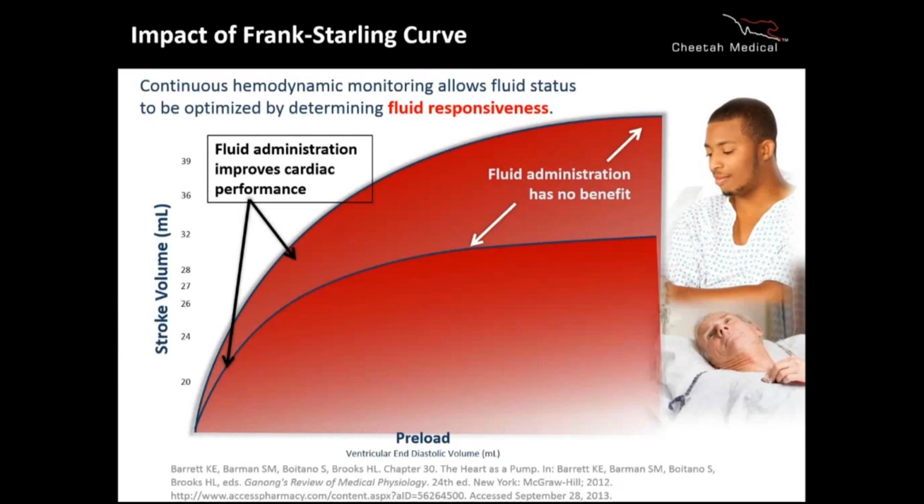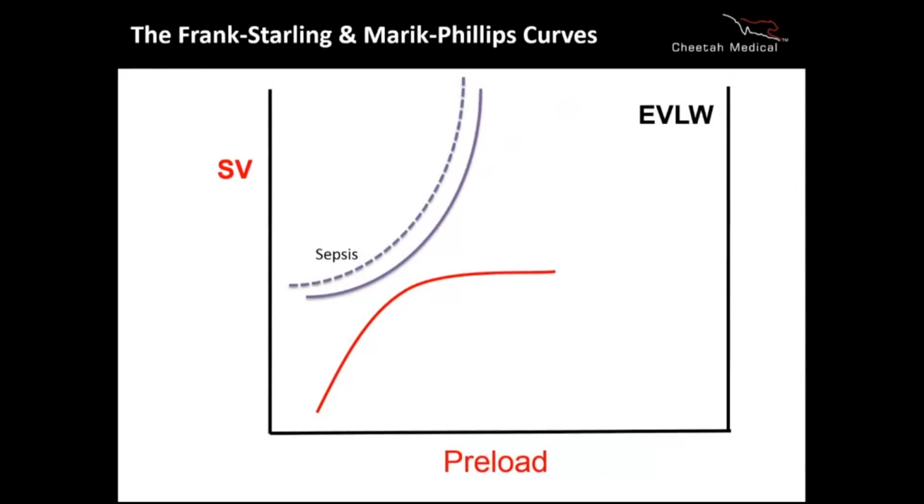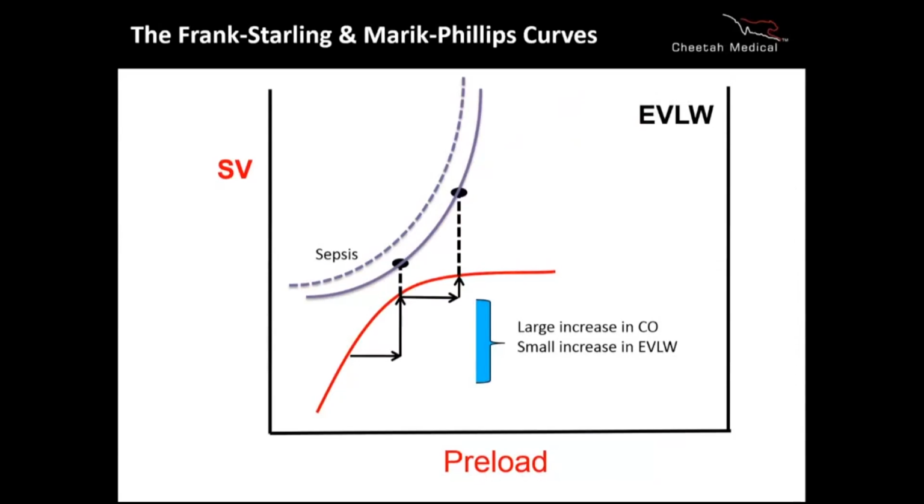So now you can see if you're on the ascending limb of the Starling curve, those patients, if they get fluid, it actually improves their cardiac performance. When you're on the flat part of the Starling curve, that fluid administration has no benefit, and it may actually cause harm. On the ascending limb of the Starling curve, you only have a small increase in your lung water, and if you're on the flat part of the Starling curve, you have a large increase of the lung water.